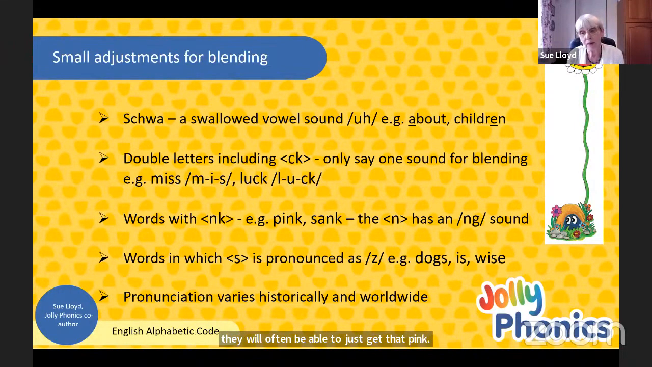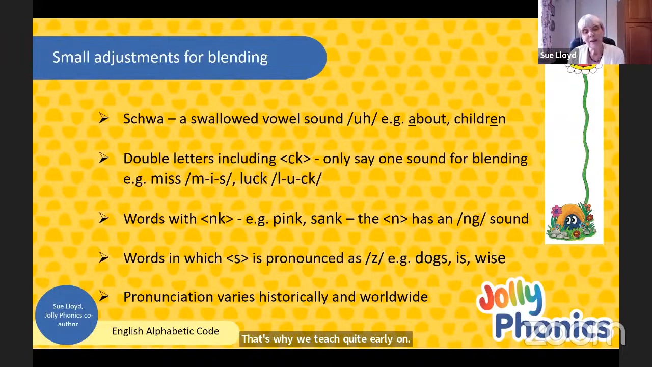It's more difficult when it is for spelling. If they wanted to write pink and they went p-i-nk, they would try perhaps to write an ng. That's why we teach quite early on. The nk usually has an nk sound.